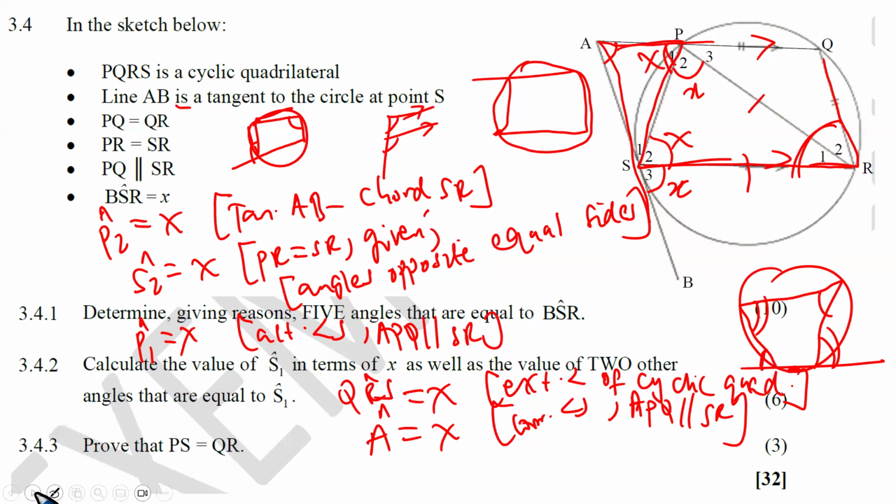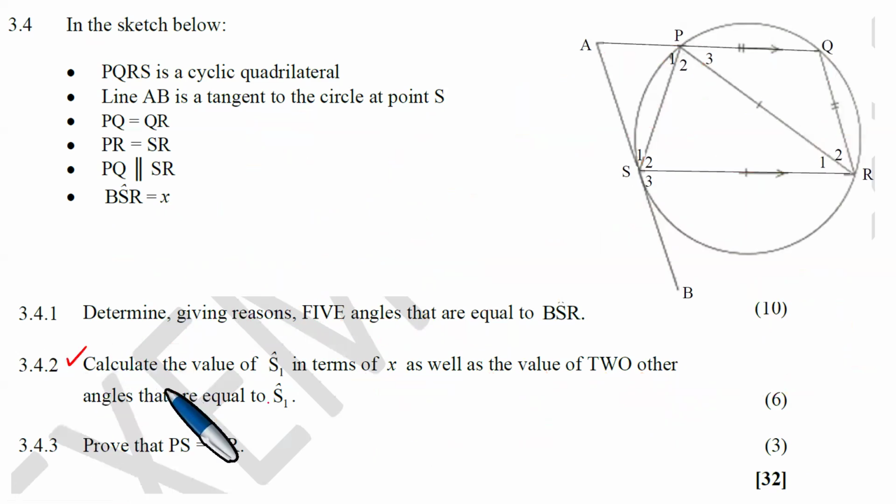Next question. 3.5.2, calculate the value of S1 in terms of X, as well as the value of 2 other angles that are equal to S1. Right, let us find this. Sorry, yeah, the couple of things we found. This one is X. We found this one is X. We found that one is X. Right, so we found lots of the X angles.